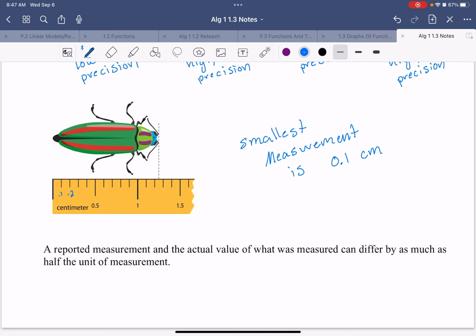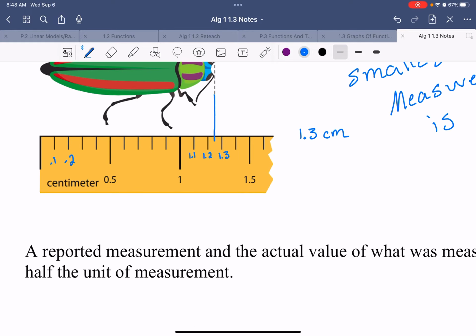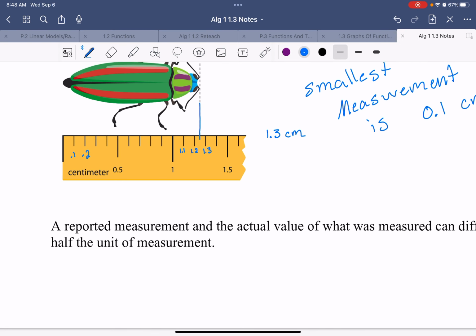So meaning that if I look at this measurement, we zoom in here, this beetle looks like it falls in between, here's 1, so this would be 1.1, 1.2, 1.3. It falls in between 1.2 and 1.3, but I can't say 1.25 because I don't have a measurement for that. I have to round at this point and look at which one is it closer to, 1.2 or 1.3. It looks like it's smack dab halfway, which means we round up. So I would say this measurement is 1.3 centimeters. Okay. So this is my reported measurement. This is what I report it as.